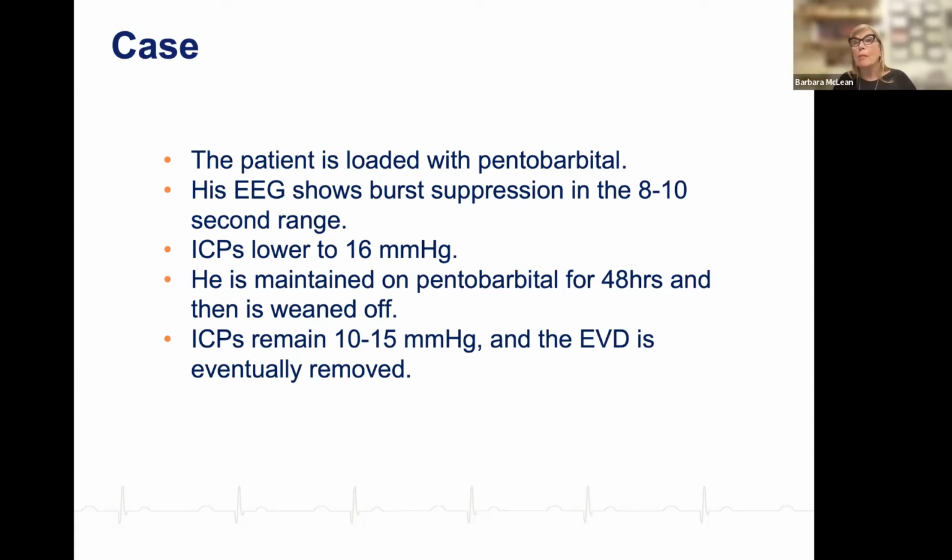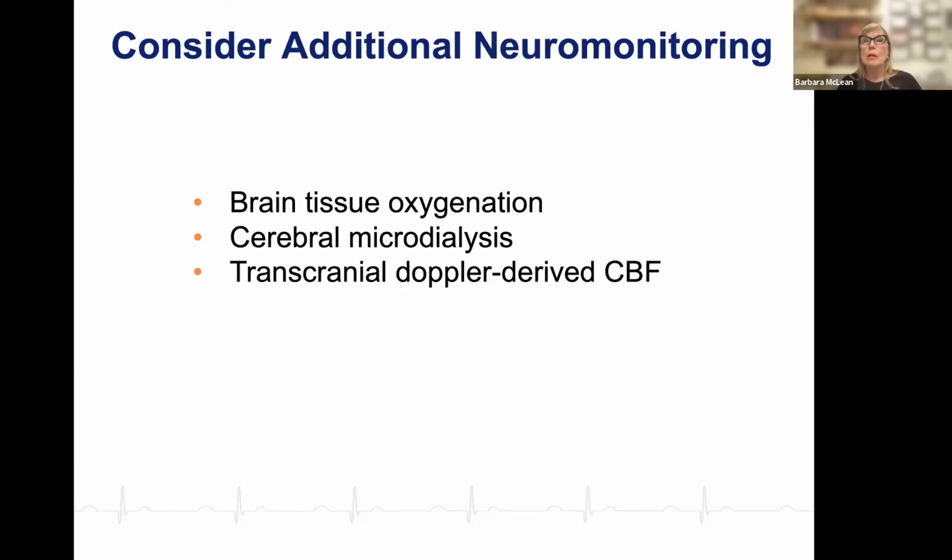He was maintained on pentabarb for 48 hours and then is slowly weaned off. And during weaning, his ICP went up to about 15, but then it came back down to around 12 and stayed fairly well controlled. And ultimately, his EVD is removed. So always remember that ICP is just a symptom of swelling inside a closed vault. And the swelling in the closed vault compresses your cerebral vessels. So this is the reason we talk about things like brain tissue oxygenation.